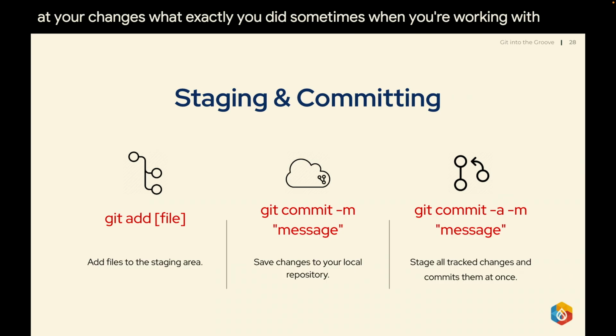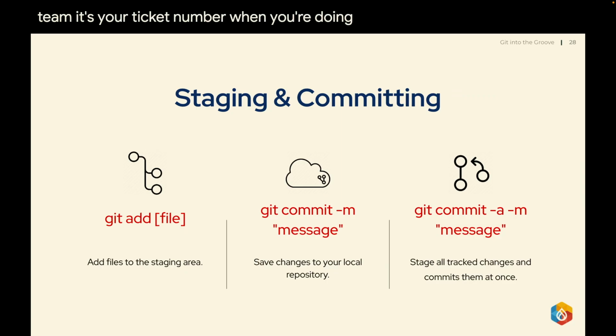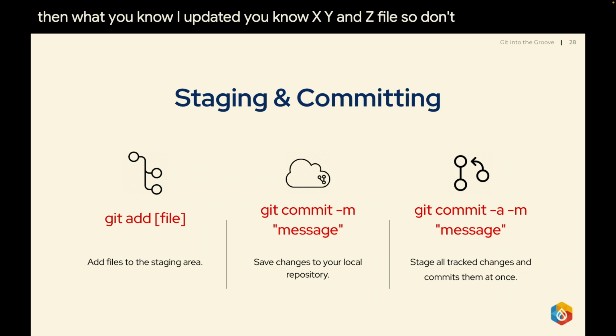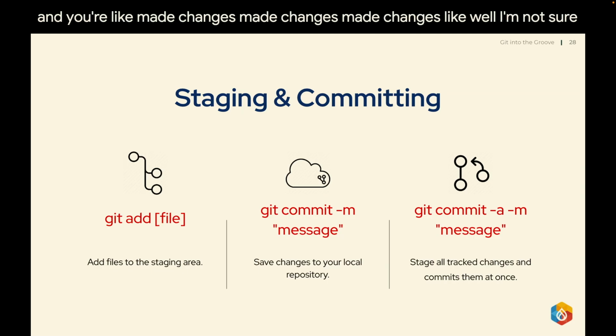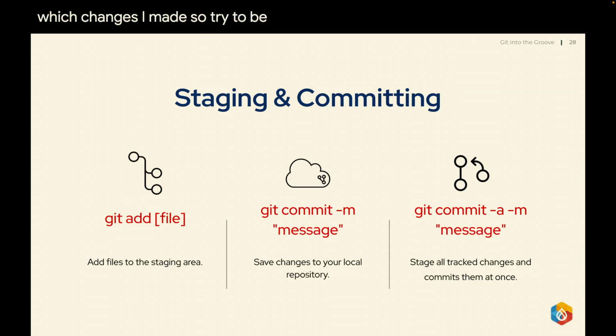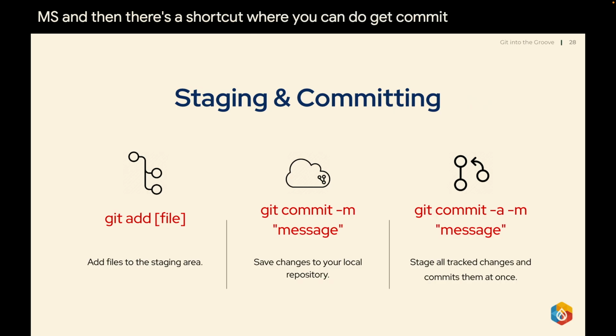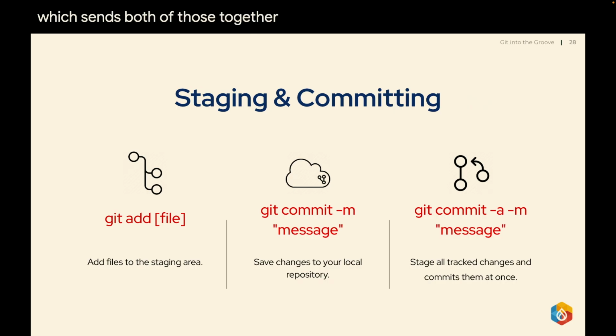Sometimes when you're working with a team, it's your ticket number. When you're doing a merge request with Drupal.org, typically you try to have the node number on there, and then what I updated, X, Y, and Z file. So don't be lazy with your commit message, because there's nothing like, especially if you have to go and revert and you're like, made changes. You're like, well, I'm not sure which changes I made. So try to be specific with your dash m's. And then there's a shortcut where you can do git commit -a -m, which sends both of those together.